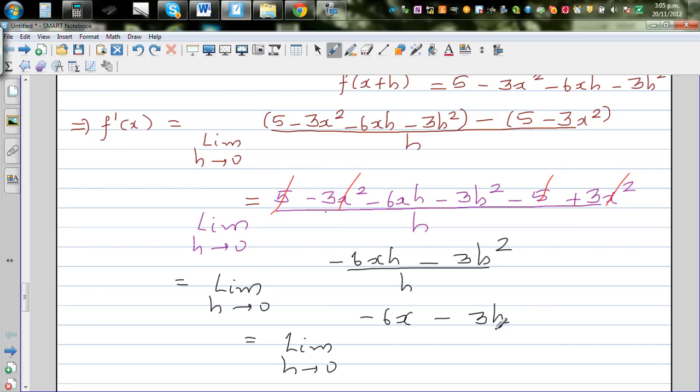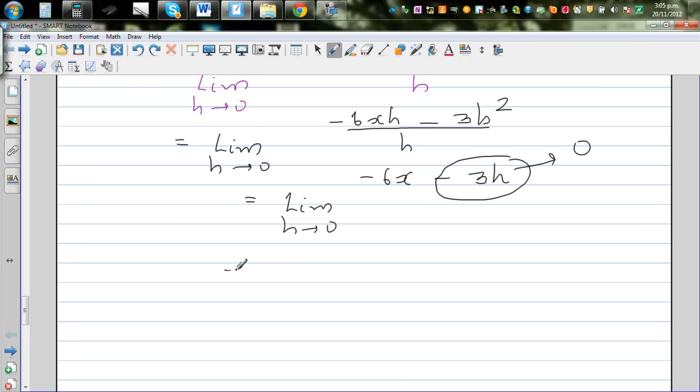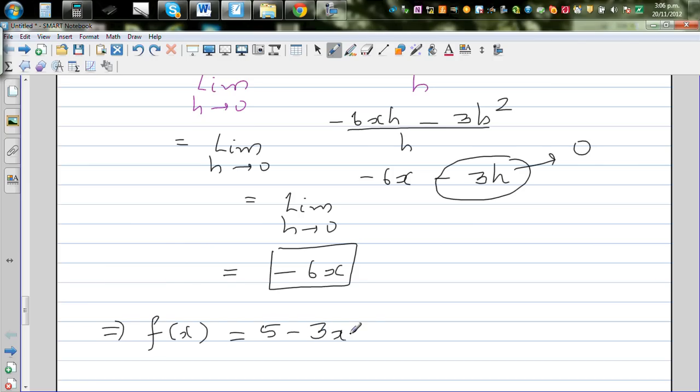Now here, h is approaching 0. That means this term is going to become 0. When you divide minus 6xh by h, your h gets cancelled, and here h is approaching 0. So finally, this is nothing but minus 6x. So you can say, if f of x is equal to 5 minus 3x squared, f dash x is equal to minus 6x.